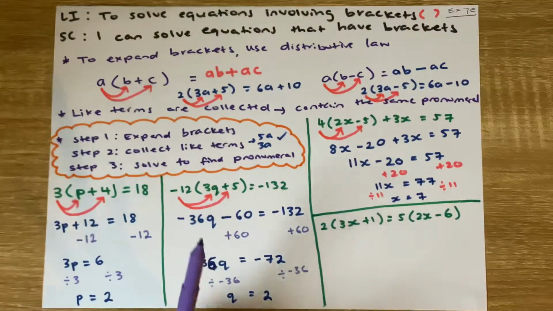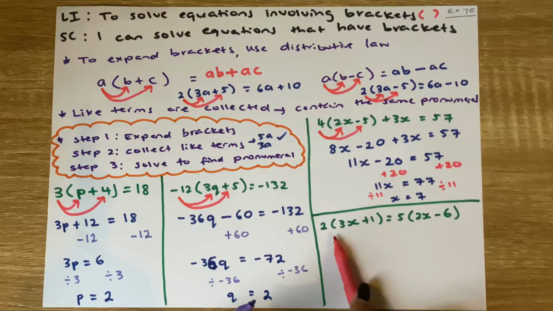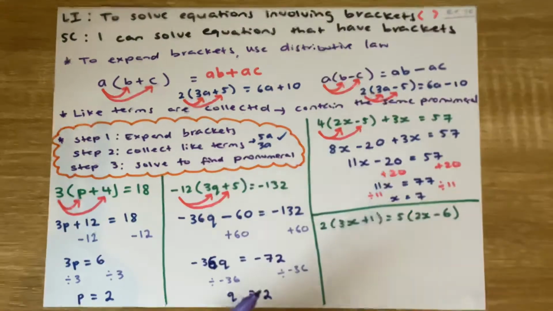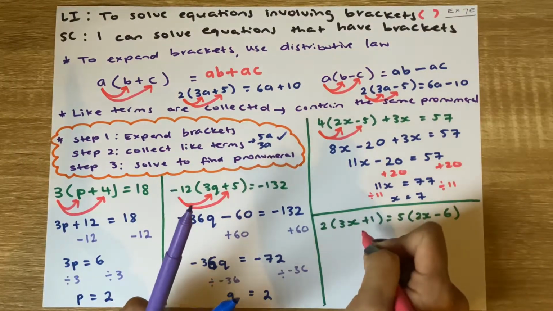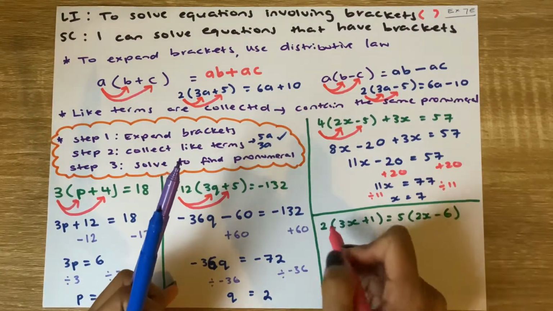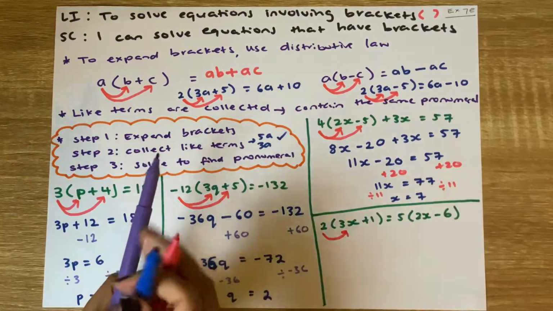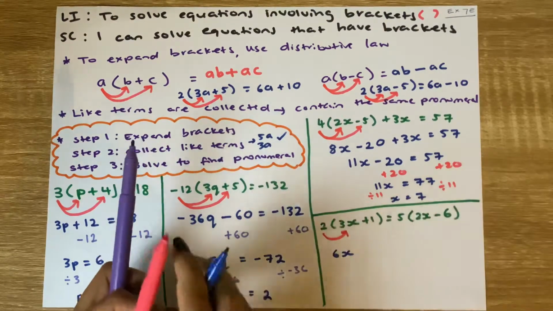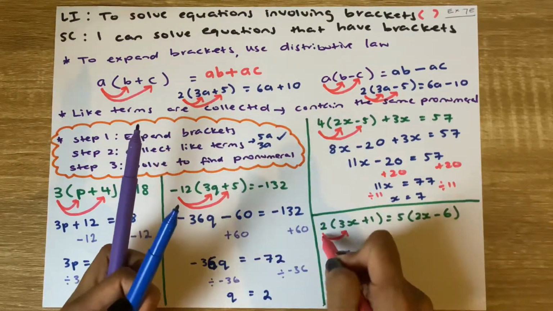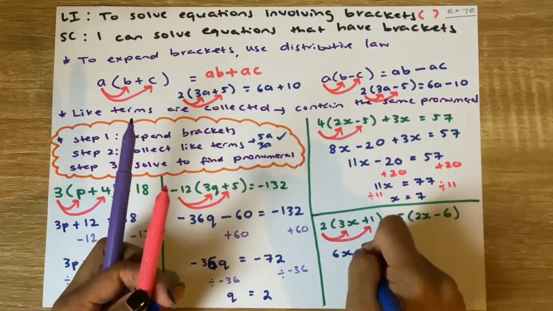All right, lucky last. Now this question has one set of brackets on the left-hand side and one set of brackets on the right-hand side. So we're going to work through expanding our brackets first. So we're going to say 2 times 3x, outside times first inside. 2 times 3x is going to be 6x. And then we've got our 2 times 1, which is 2. So plus 2.